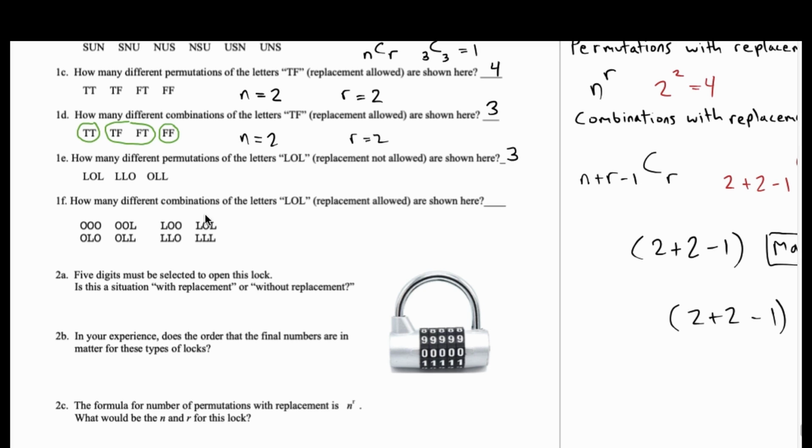How many different combinations of the letters, replacement allowed, is shown here? I'm going to circle all the ones that are unique. OOO is definitely unique. LLL is definitely unique.